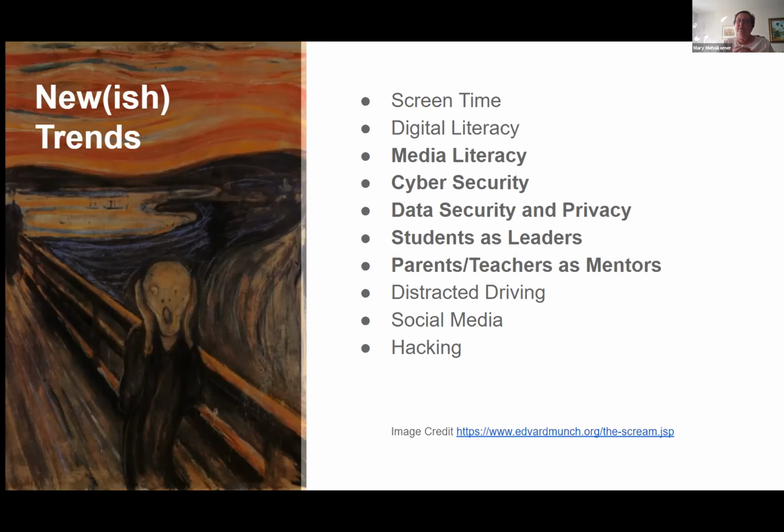And then, of course, we have some topics that aren't as new: distracted driving with our teens and young adults, and probably older adults too. I've had to learn the hard way not to do that. Social media, and of course, there's hacking that can go on for both good and bad. So these are just some of the things that I've been seeing really popping up in conversations around our state and in some of the national networks that I follow.